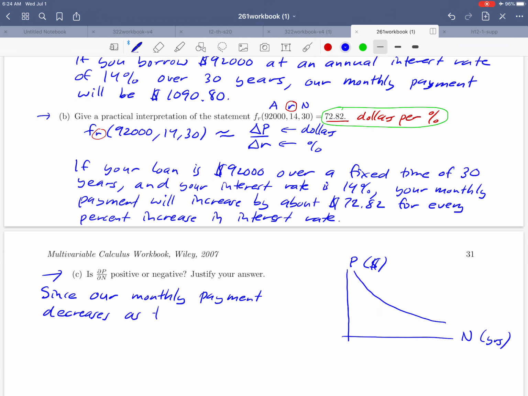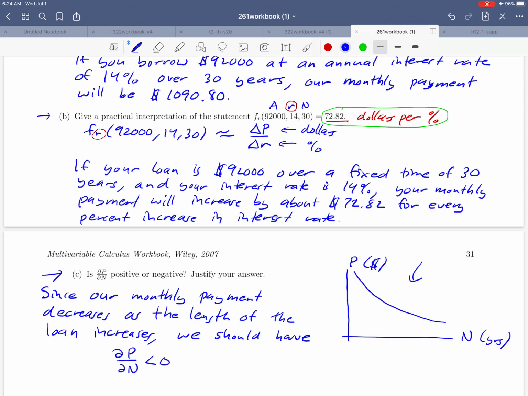The monthly payment decreases as the length of the loan increases. That's really describing a negative slope. We can see that on the picture over here. And so that means we should have a negative derivative, partial P partial N, which means that our answer to this question is negative.